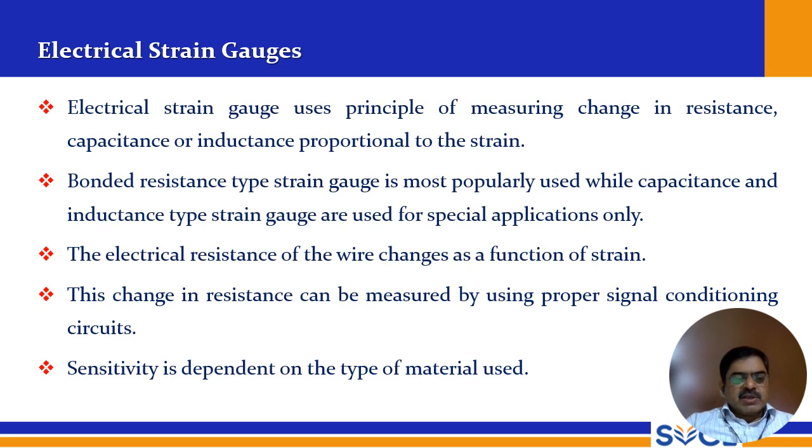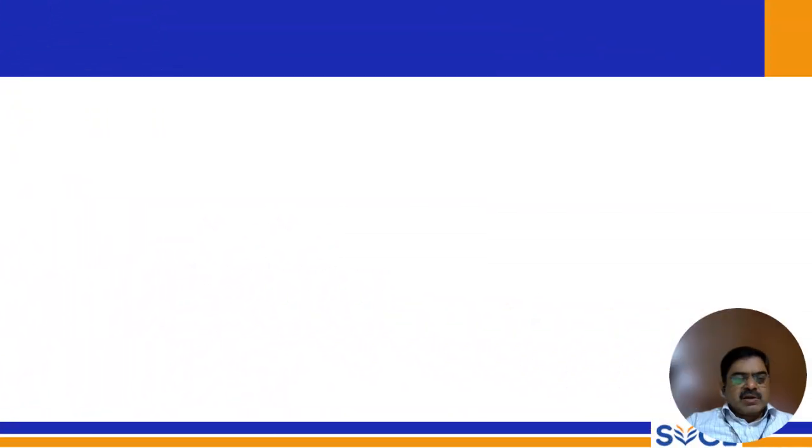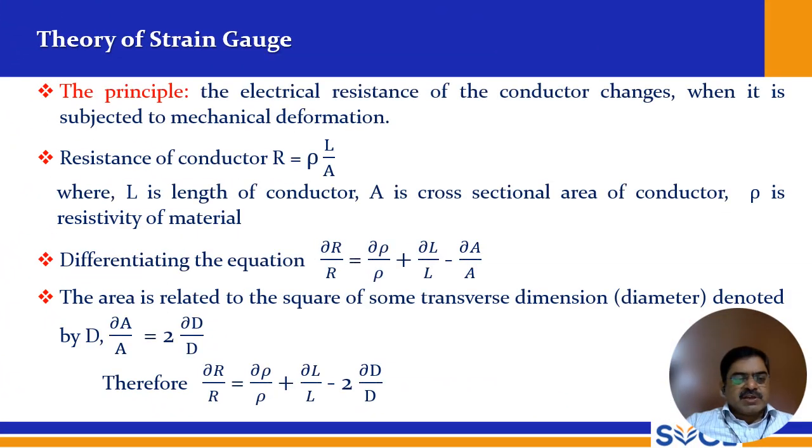Electrical strain gauges. So these electrical strain gauges we are seeing all along, and we will see the theory of strain gauge. The principle: the electrical resistance of a conductor changes when it is subjected to mechanical deformation. Resistance of conductor R equals rho L by A. L is the length of conductor, A is the cross-sectional area of conductor, rho is the resistivity of material.